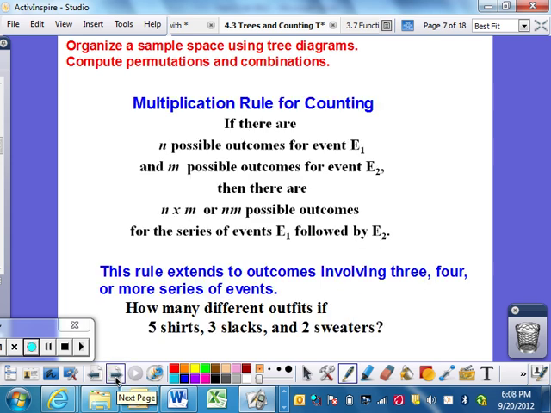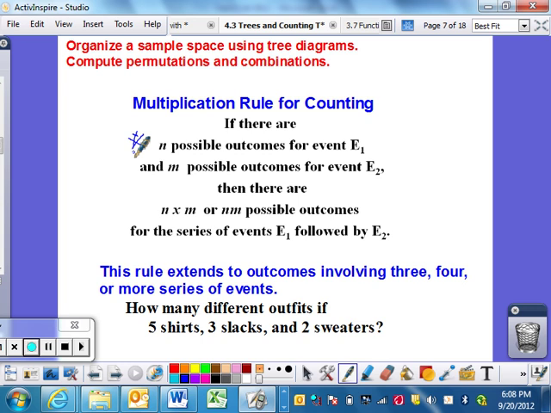This is just the mathematical reasoning, N and F and E, and this is more or less a difficult way of basically saying multiply the possible outcomes together to get the possibilities of 2 events. So this extends to 3, 4, 5 different events.